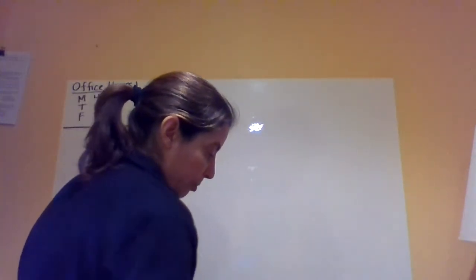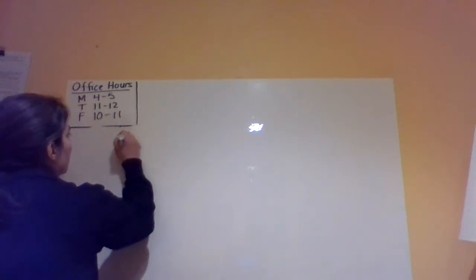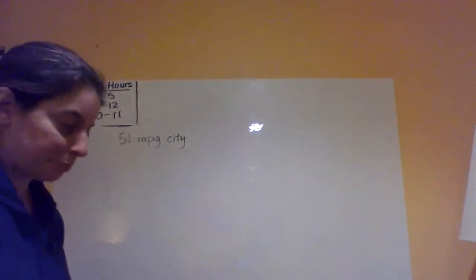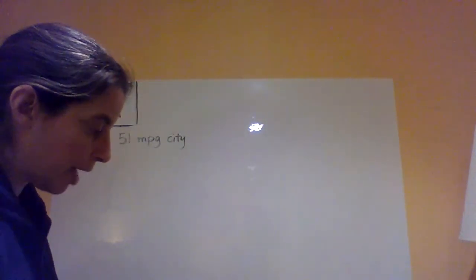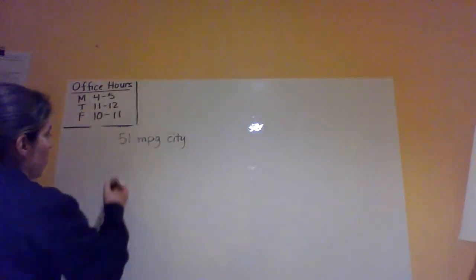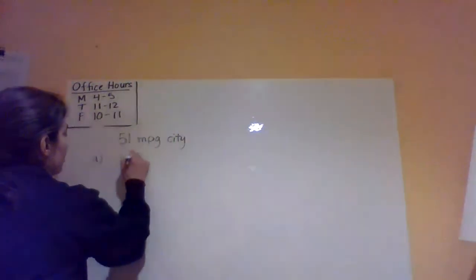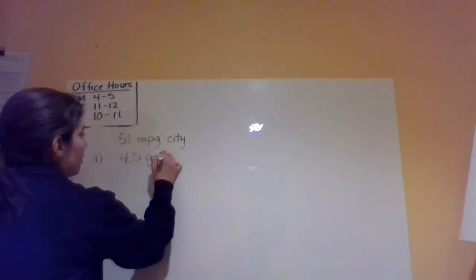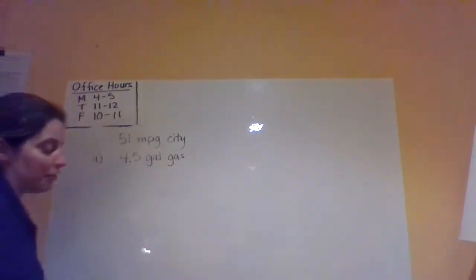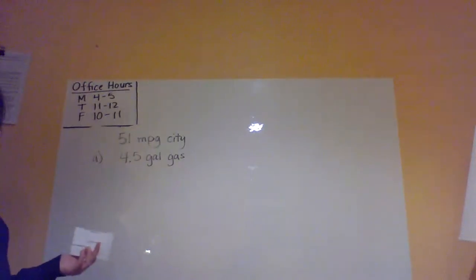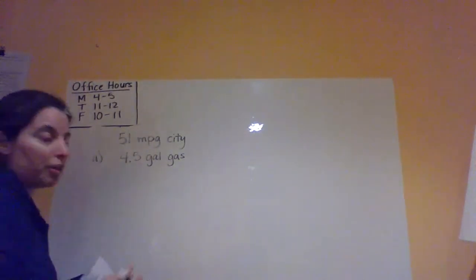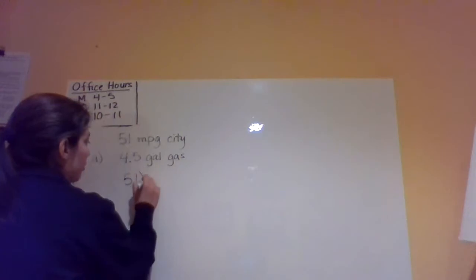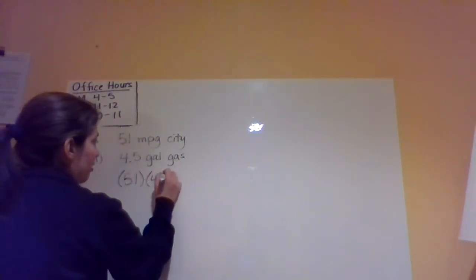Okay, so for part A, it said that the Prius can get 51 miles per gallon in the city, and we're using the city in our problem here. And how many miles will you be able to drive if you have 4.5 gallons of gas? Many of you probably realize that one way to do this is to multiply 51 miles per gallon times 4.5 gallons.